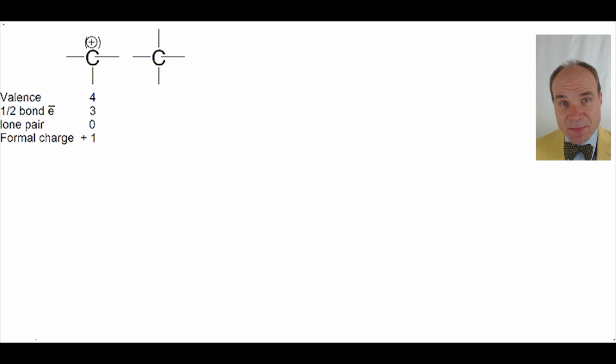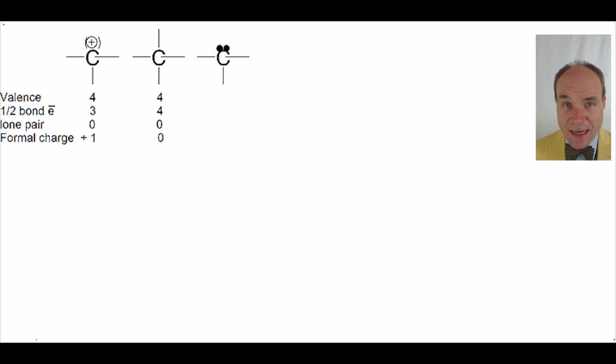In the next example, well, it's still 4 valence electrons. Let's count up the number of bonds. Well, there are 4 there. 4 bonds, 8 electrons. Half the number of bonded electrons, therefore, is 4. And still there are no lone pairs. So when we calculate, it's 4 minus 4 minus 0, which equals 0. This is the neutral case for carbon.